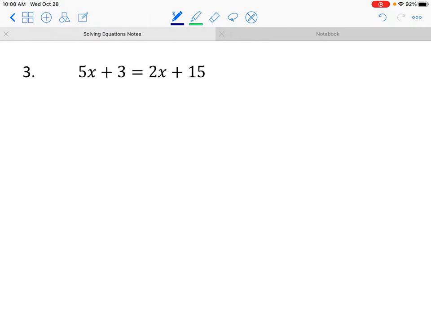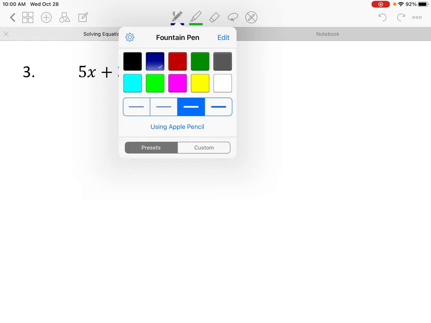The next one, I don't have anything to simplify here. No distributing, no combining like terms. But I do have variables on both sides. So I want to move them to one side. So I'm going to move the positive 2x that's on the right to the left by subtracting it.